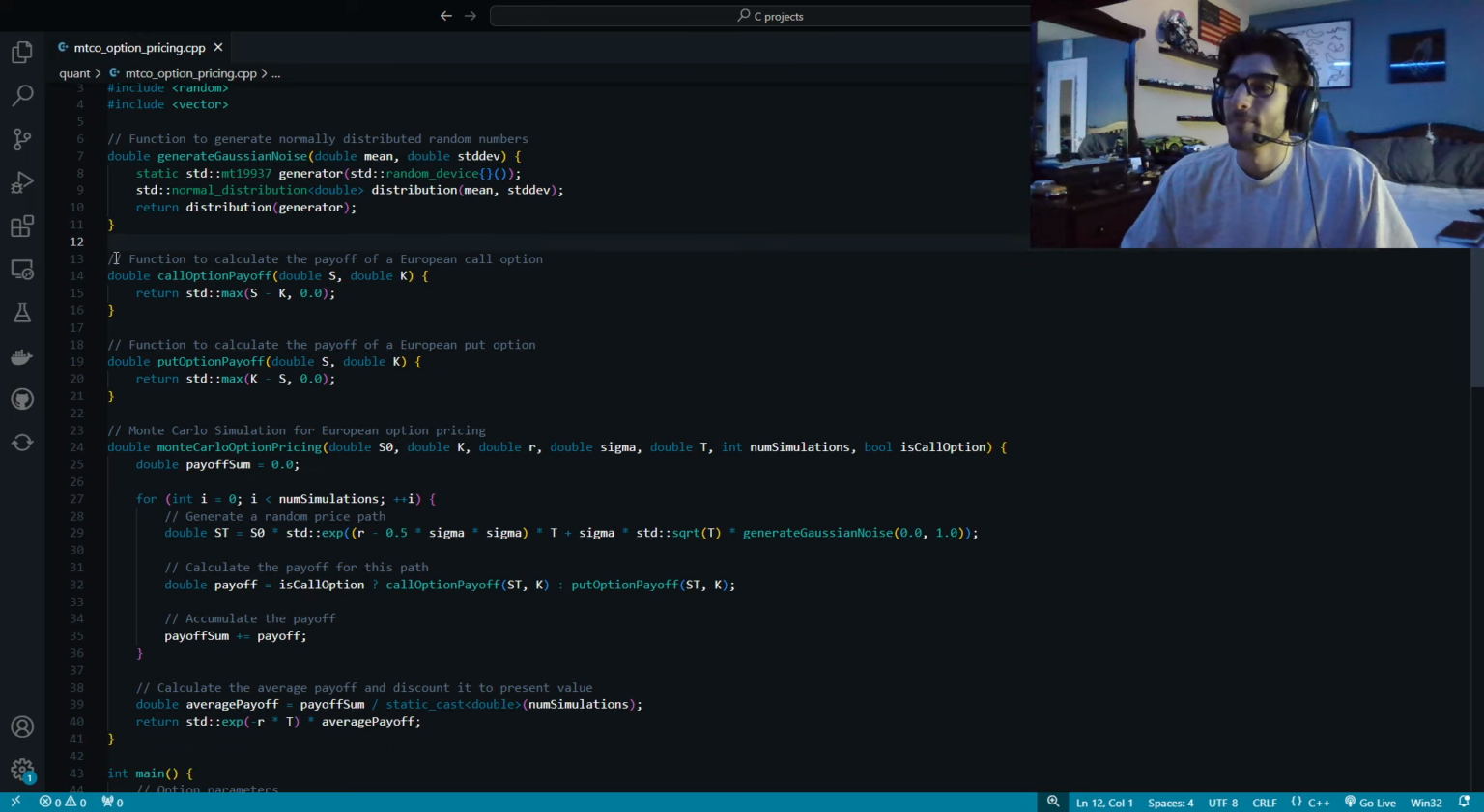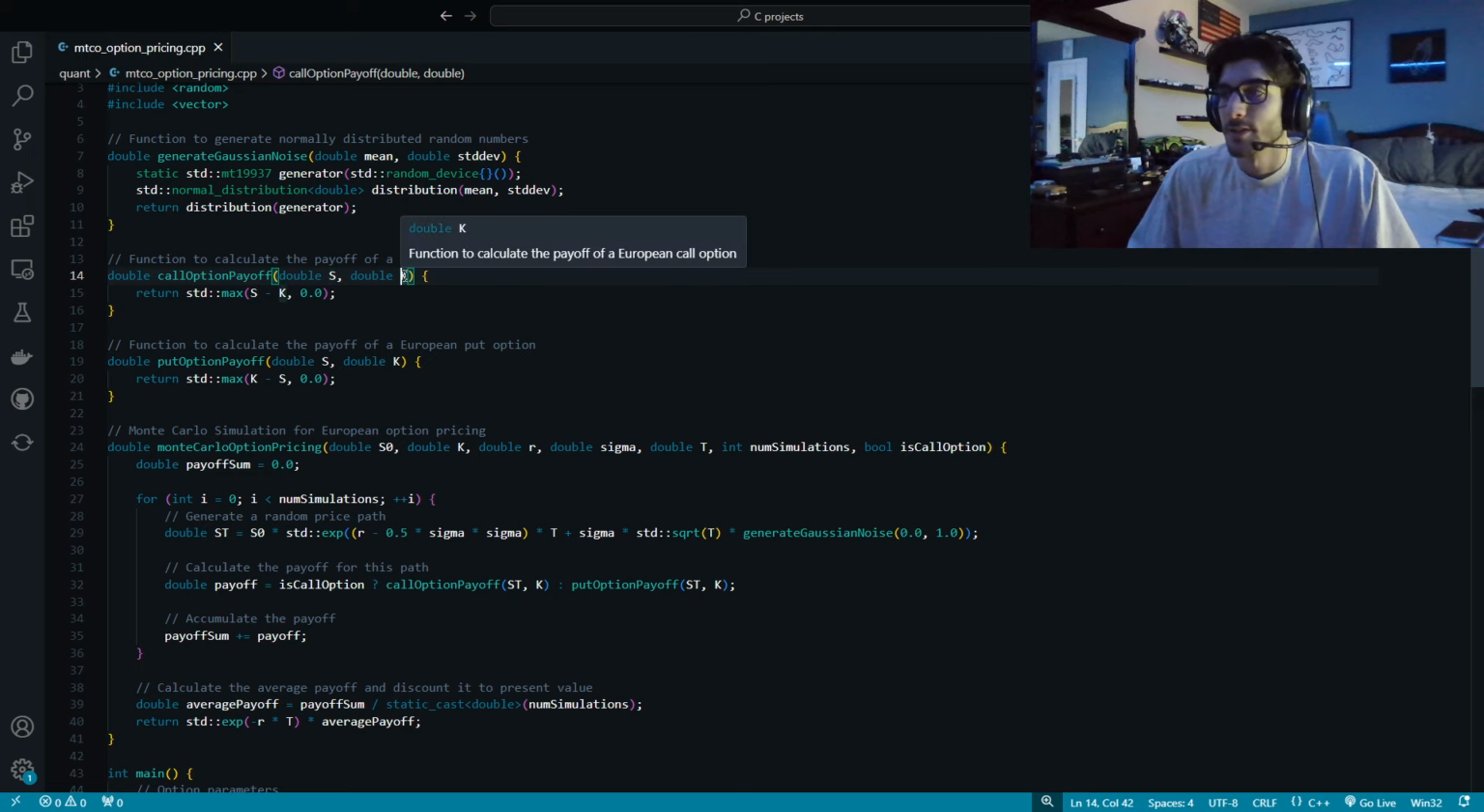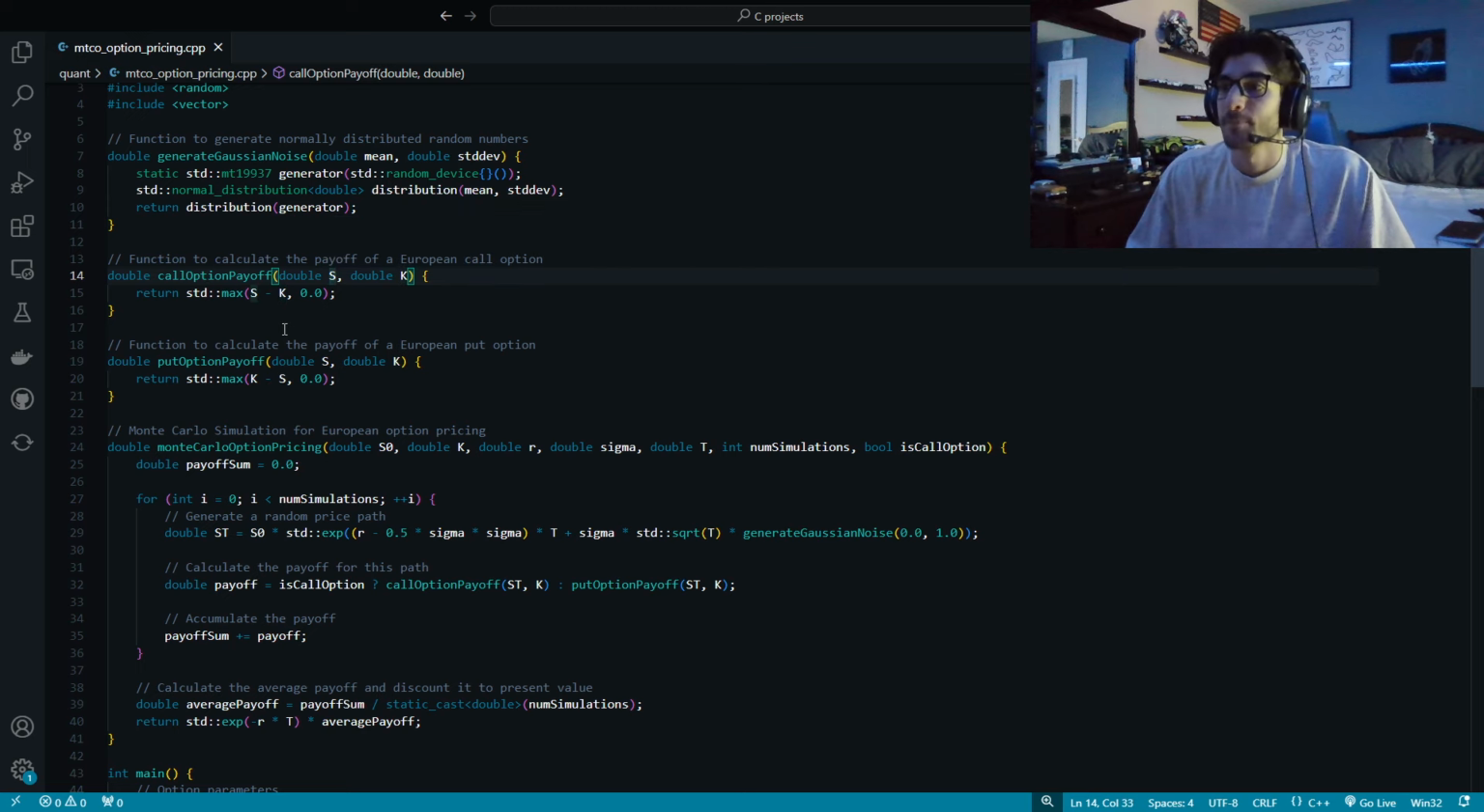So now, let's go through this. And also, whenever you see European call and put option, Black-Scholes priced options are considered European. So, function to calculate the payoff of a European call option. Great. So you'd have a double S, a number represented S, and then K. K would be our strike price, and S would be the stock price at a given point in time.